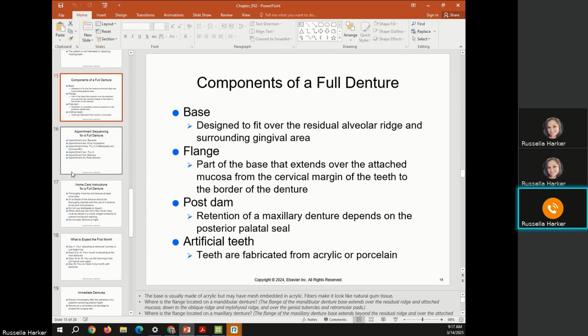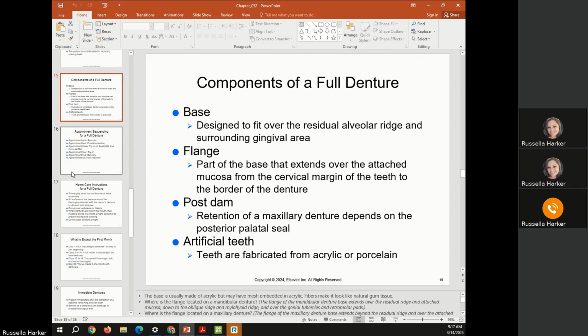It covers the entire hard palate, and the seal is formed at the junction of the tissues of the posterior border of the denture. The post dam extends across the entire posterior portion of the denture from one buccal space across the back of the palate behind the maxillary tuberosity, which is the rounded area of the outer surface of the maxillary bones, to the opposite buccal space.